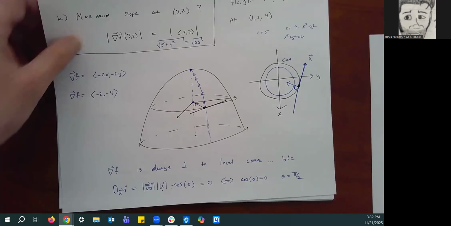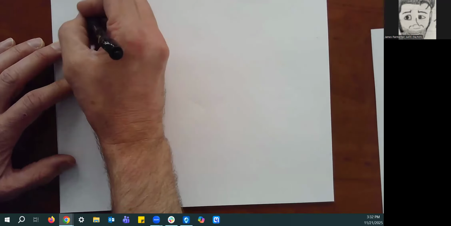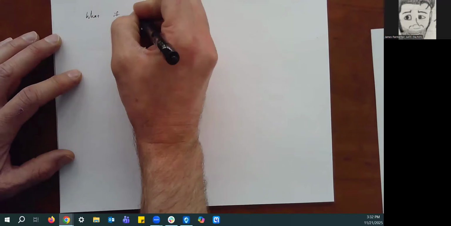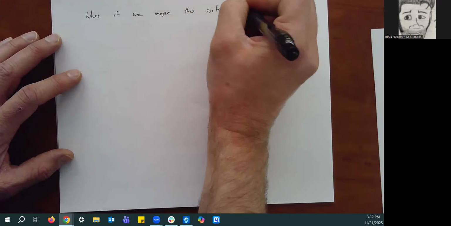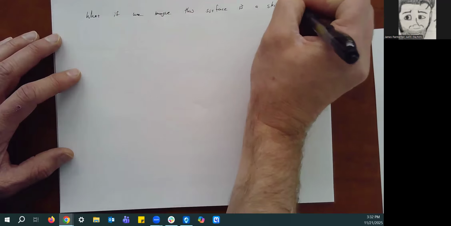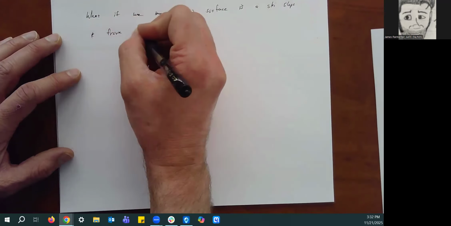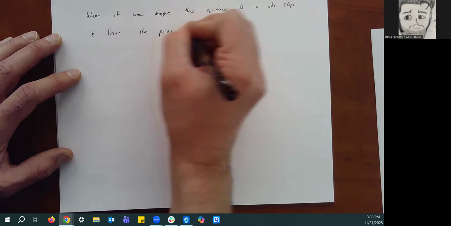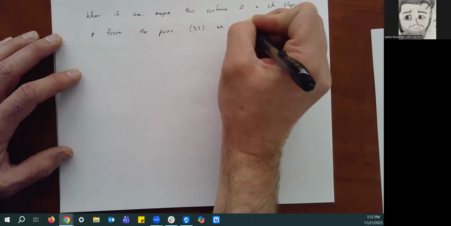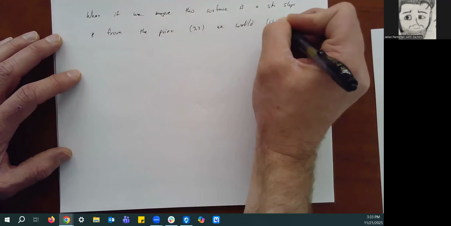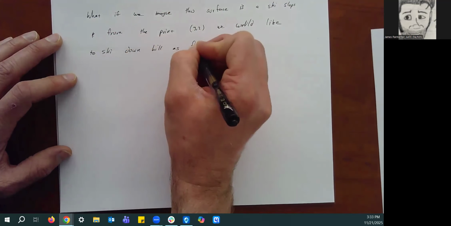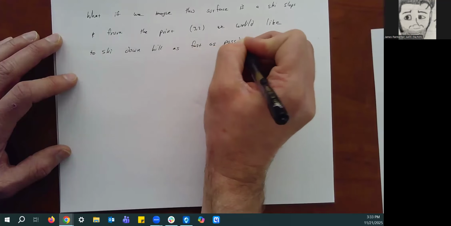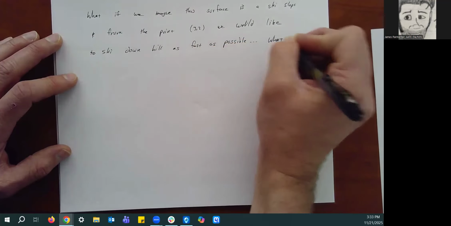Some other kinds of questions people might ask is, what if we imagined this surface is a ski slope, and from the point (3, 2) we would like to ski down the hill as fast as possible? What direction should we be traveling in?